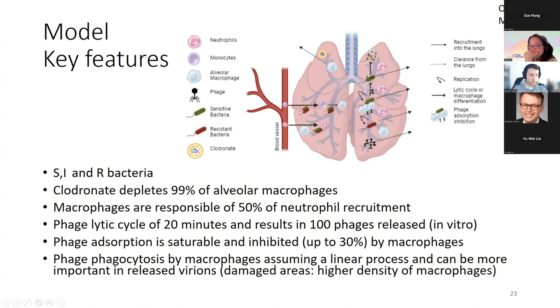The phage adsorption was considered as saturable and could be inhibited up to a maximum of 30% when we had a high concentration of macrophages compared to the macrophage depleted. And also we have this phage phagocytosis by macrophages shown experimentally. And we assumed a linear process because, for example, the data that we had seems to show a linear process.